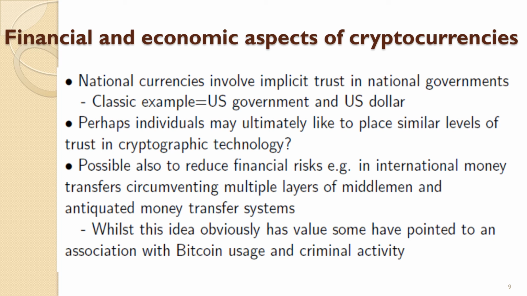And there's another way in which cryptocurrencies could potentially reduce financial risks, and there's a long-standing need to solve problems relating to the transfer of money across borders, circumventing multiple layers of middlemen and antiquated money systems. So as part of that, I can remember being flabbergasted to hear that cheque payments in the UK until very recently relied on the postal service, for example. So there's a genuine technological demand, I think, that Bitcoin and cryptocurrencies potentially solve in terms of the transfer of funds across borders, but some have also pointed to a potential association between Bitcoin usage and criminal activity.